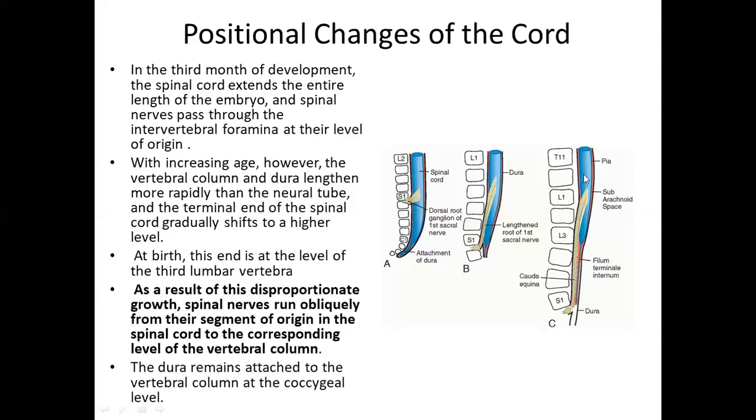As a result of this disproportionate growth, the spinal nerves run obliquely from their segment of origin in the spinal cord to the corresponding vertebral level. The dura remains attached at the coccygeal level. The subarachnoid space ends at the level of S2 and S3. And the spinal cord ends at the level of L1 in the adult.